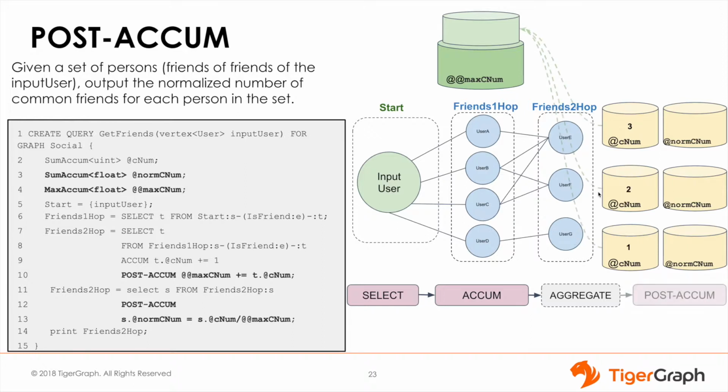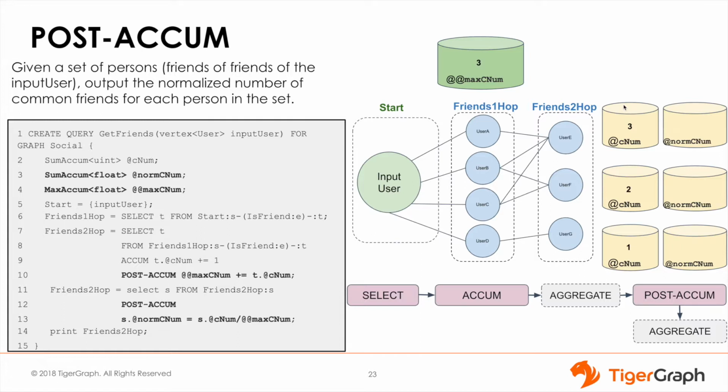Now, in the post-accum on line 10, we pass in each of the target vertices' SumAccum values to the maxcnum global accumulator. Just like in the accum clause, the same aggregation step happens after the data is collected. The final value, which is 3, is the highest value of the numbers being passed in, and is stored to the global accumulator maxcnum.